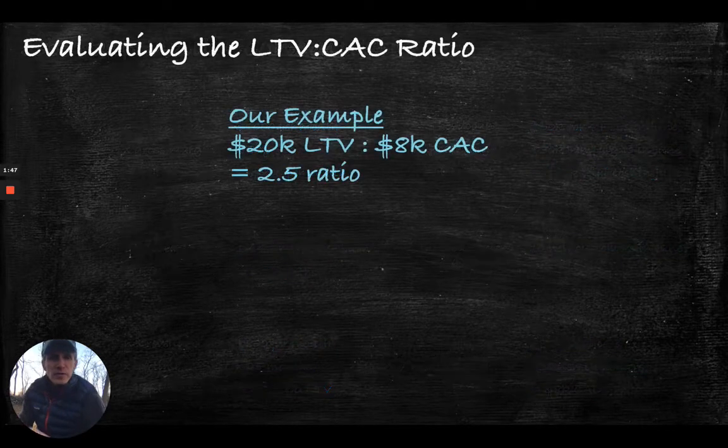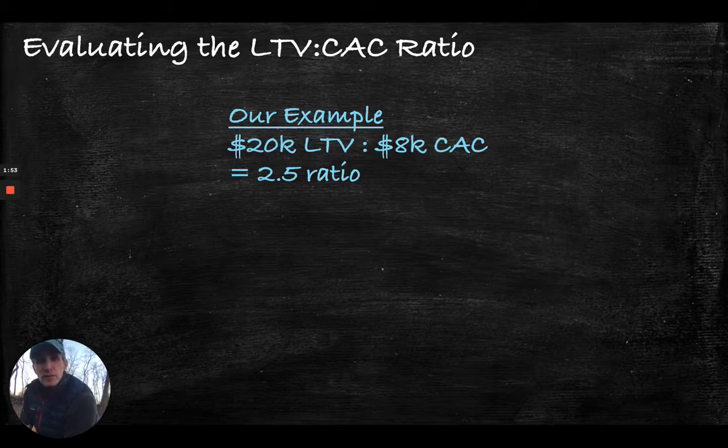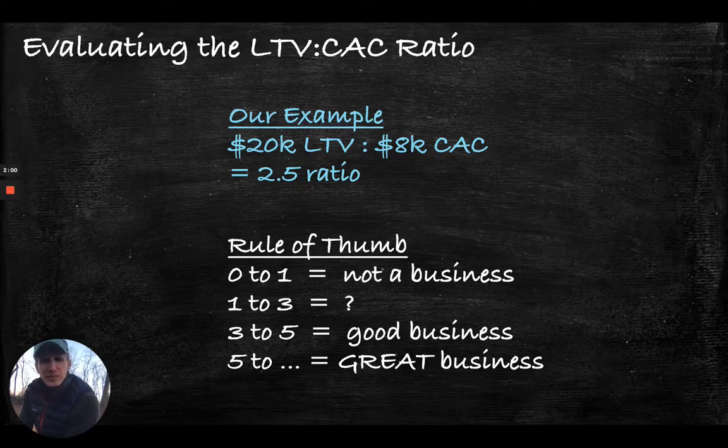Now, we're looking for a ratio. So in our example, we had $20,000 of LTV, $8,000 of CAC, so that's a ratio of 2.5. Is that high or is that low? There's a rule of thumb. So 0 to 1, you don't have a business. You're paying more to acquire customers than they're worth. Over 3, you've got a good business. Over 5, you've got a great business.